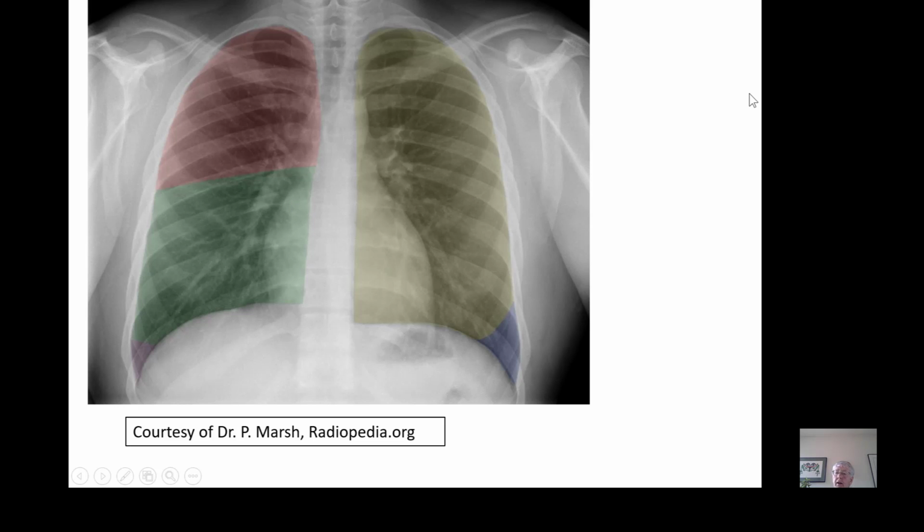This is seen a little bit clearer on this area where it's colored. Here are the major fissures coming down here and down here. Here is the right middle lobe, and you can see that any infiltrate in that right middle lobe might obscure the right side of the heart border. The left upper lobe and the lingula, which on a straight PA film is actually fairly low down in the film.